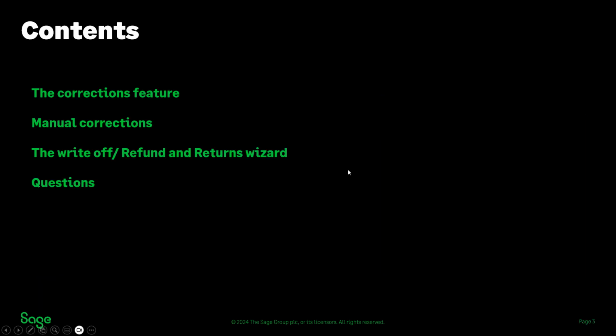Okay, so what we're going to cover, first of all, we'll go through the corrections feature. We're going to look at editing some transactions and also deleting some transactions. We'll then talk about manual corrections, and then we'll look at the write-off, refund and returns wizard. And then finally, we'll have time for questions at the end of the session.